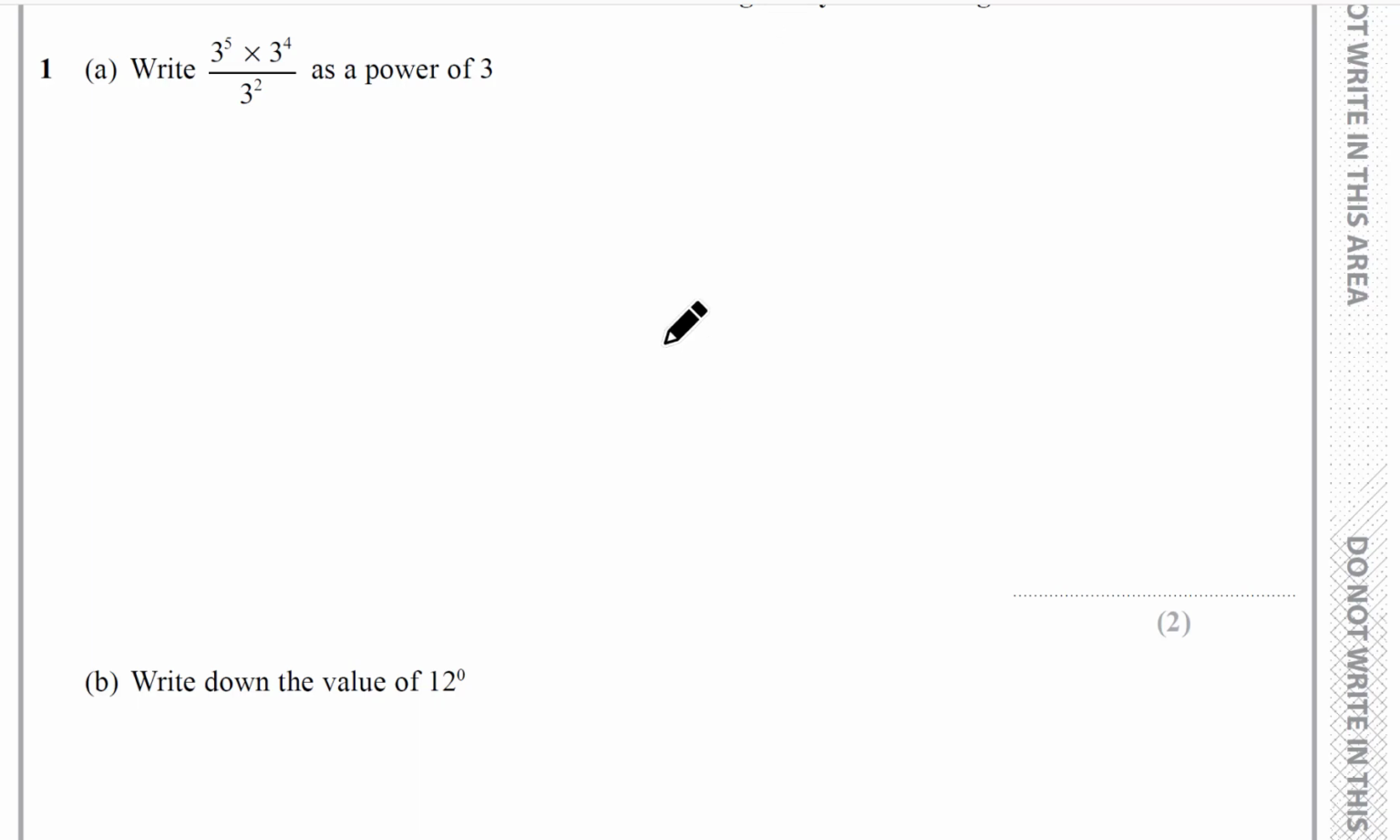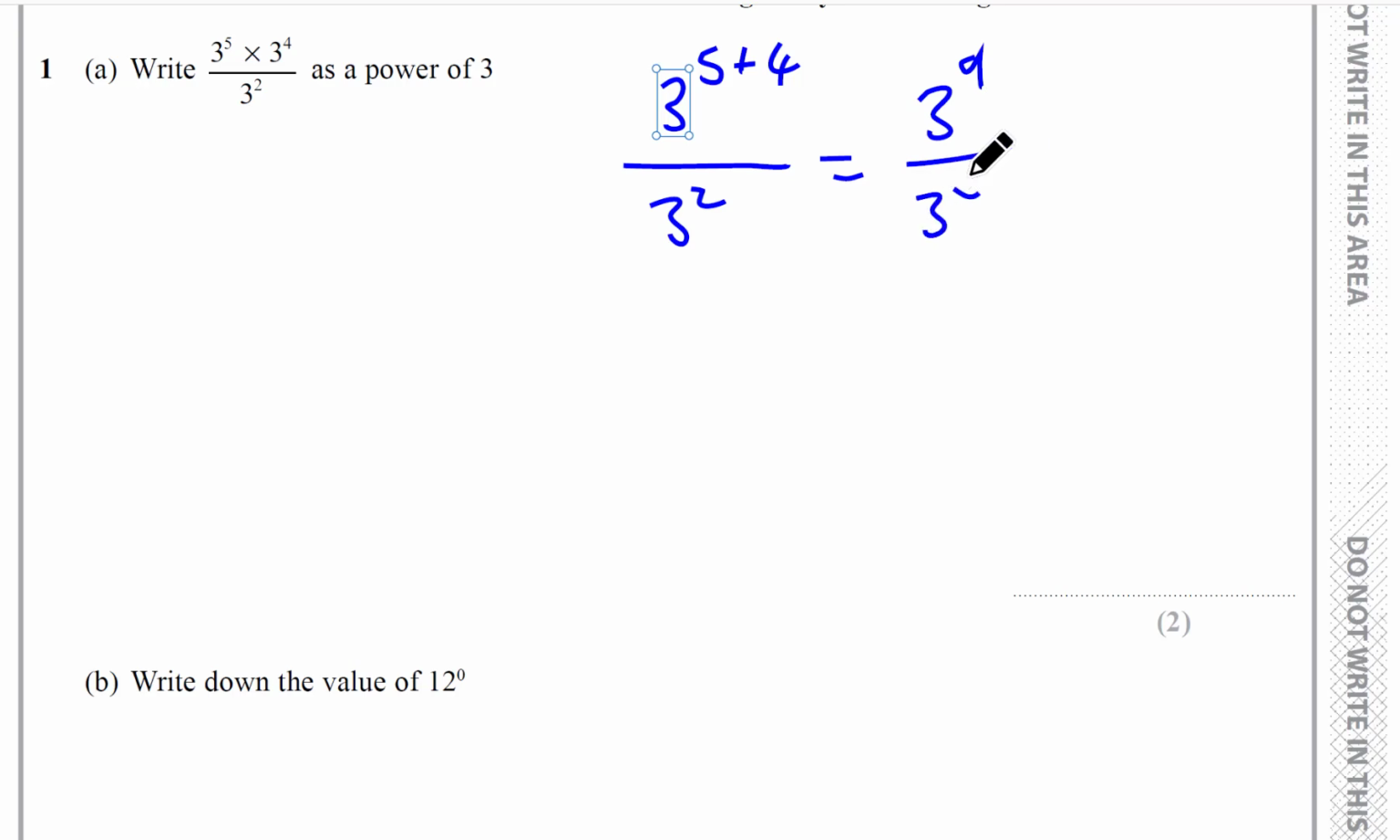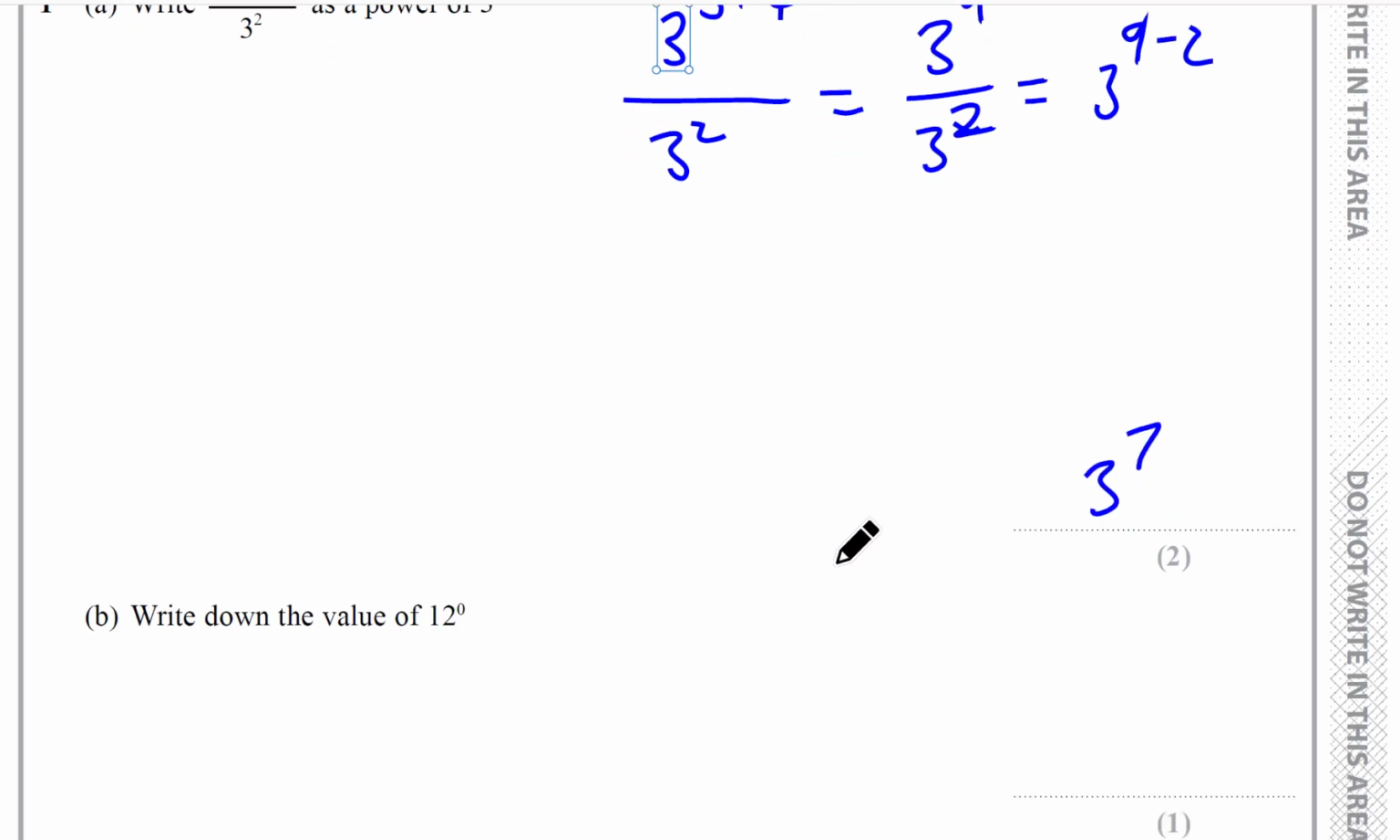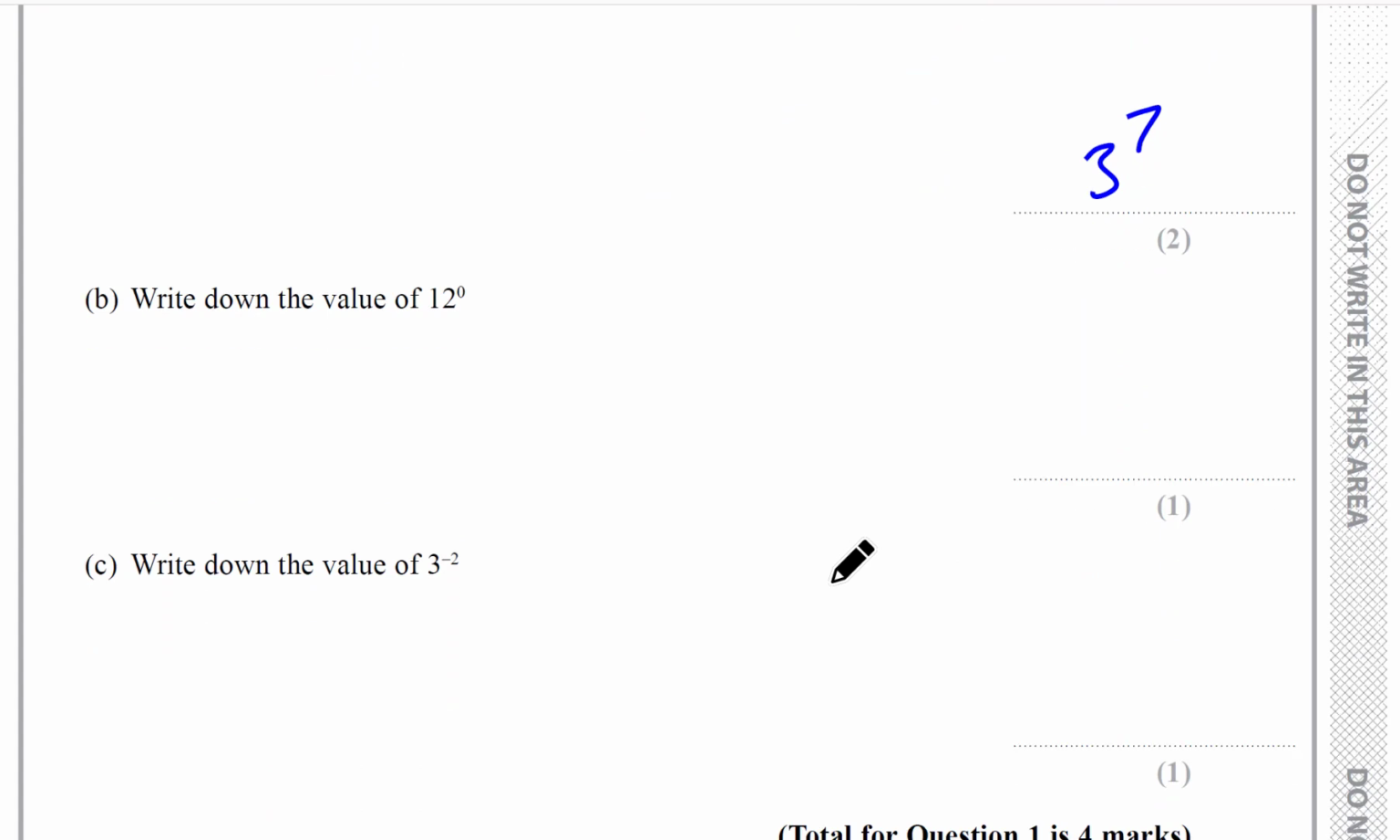So we know question 1, we just add the powers. So that's going to be 3 to the 5, add 4, because the bases are the same, and we're going to get 3 to the power 9 divided by 3 to the power 2, and we should know we subtract the powers when we divide, so that's going to be 3 to the power 7. Not bad at all. We should know anything to the power 0 equals 1.